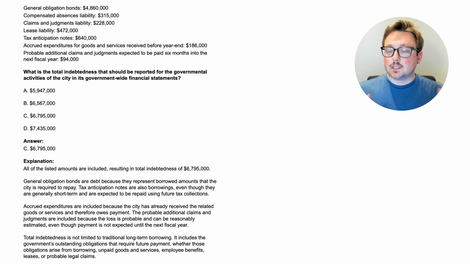So let's go through this to start understanding what we're even supposed to put into total indebtedness when it comes to government-wide financial statements. General obligation bonds are debt because they represent borrowed amounts that the city is required to pay. So general obligation bonds is going to be counted in this total. Tax anticipation notes are also borrowings, even though they are generally short-term and are expected to be repaid using future tax collections. So again, another thing that is going to be included.